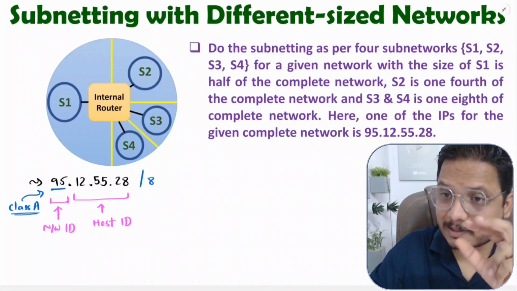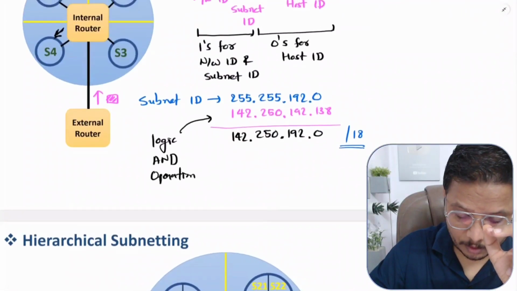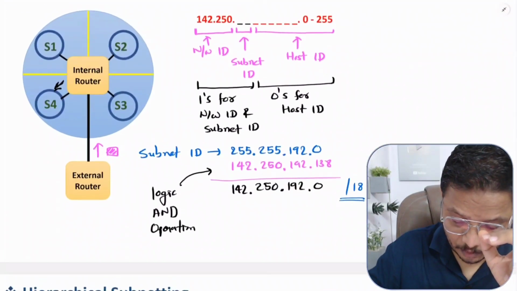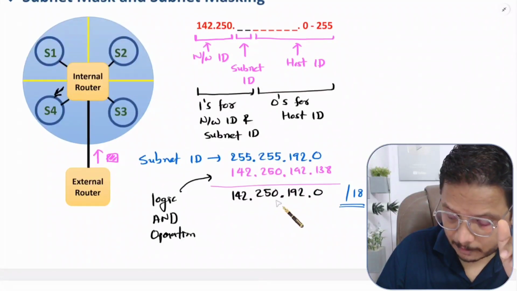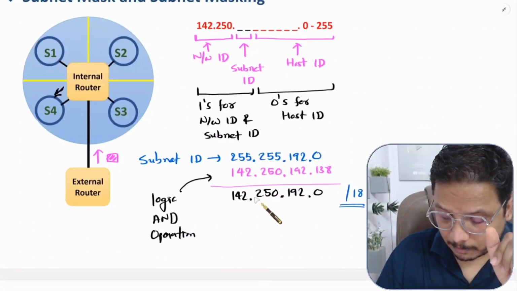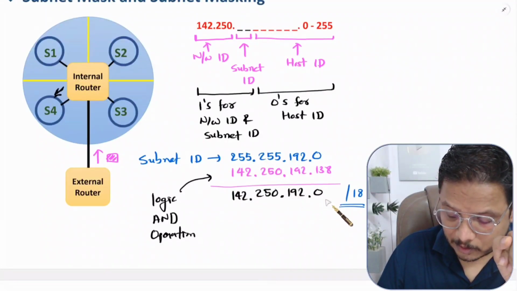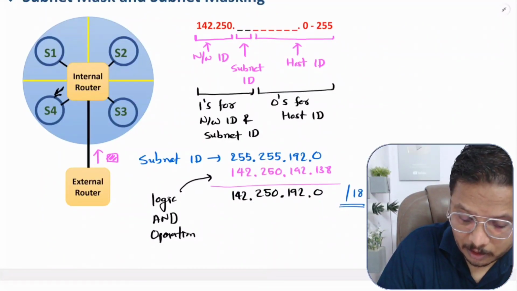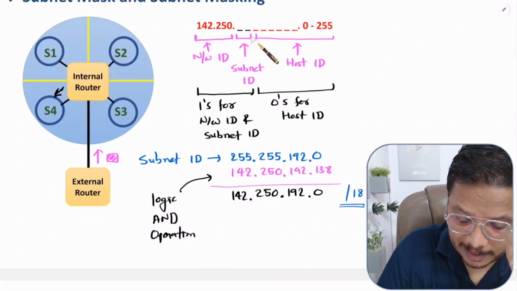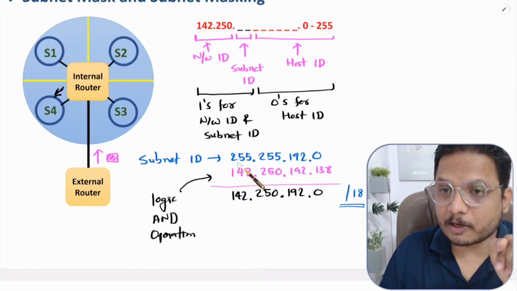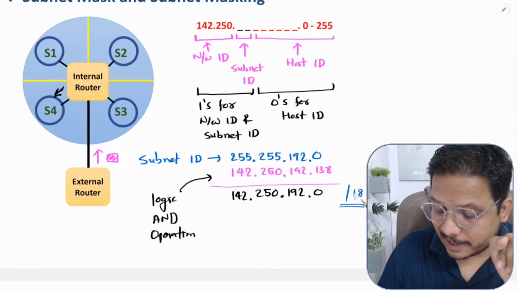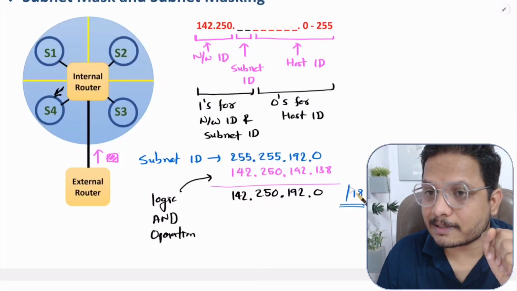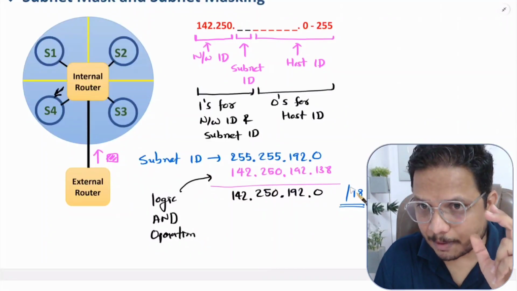I have explained masking even in my last video. If you observe how the subnet mask is here, the subnet mask has 18 bits. How is it coming? The 18 bits come from network ID plus subnet ID. The network ID has 16 bits and the subnet ID has 2 bits for this particular case. So /18 is the mask of this particular IP.